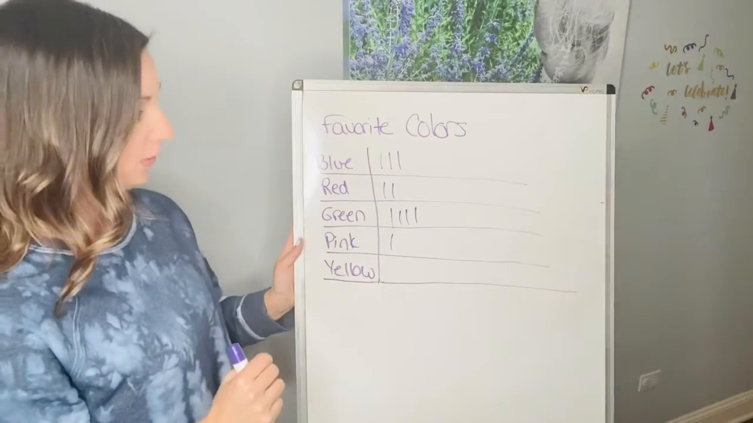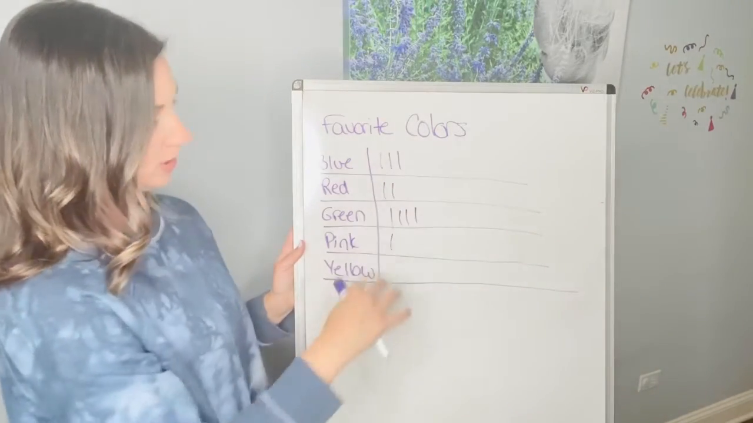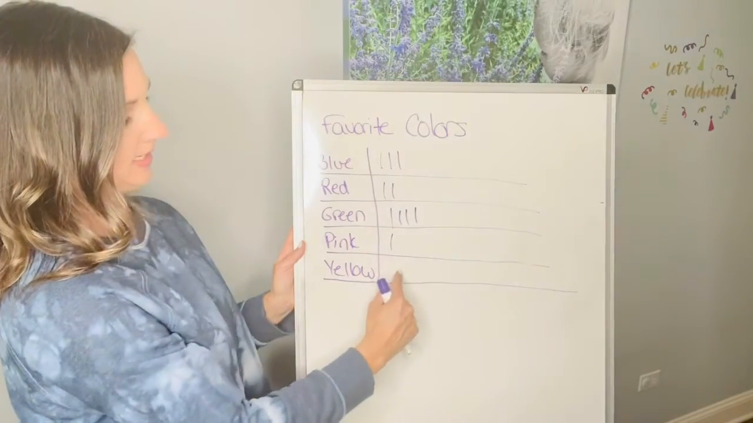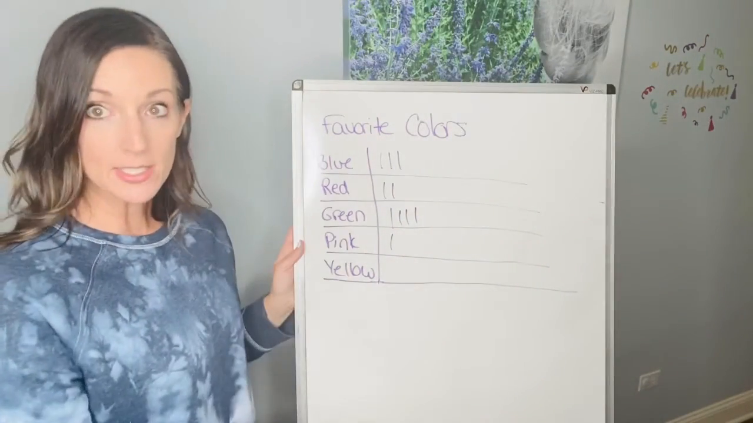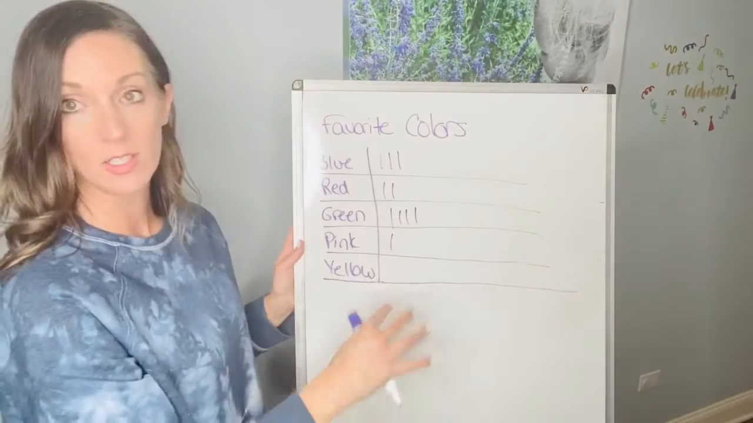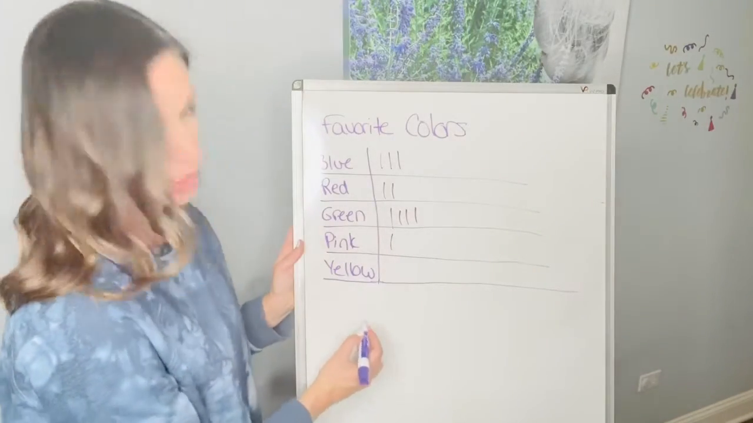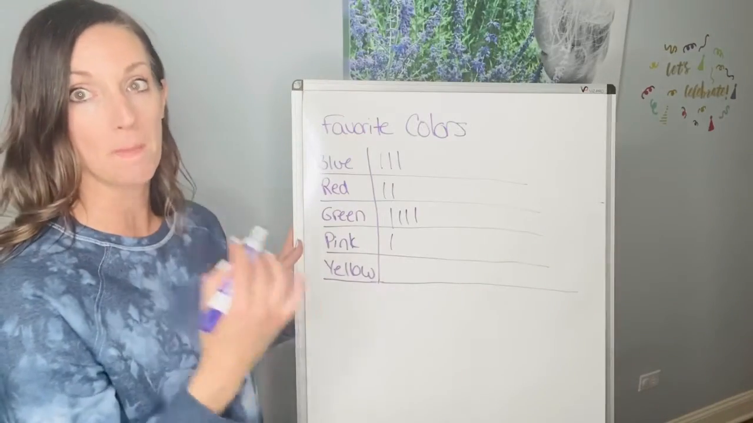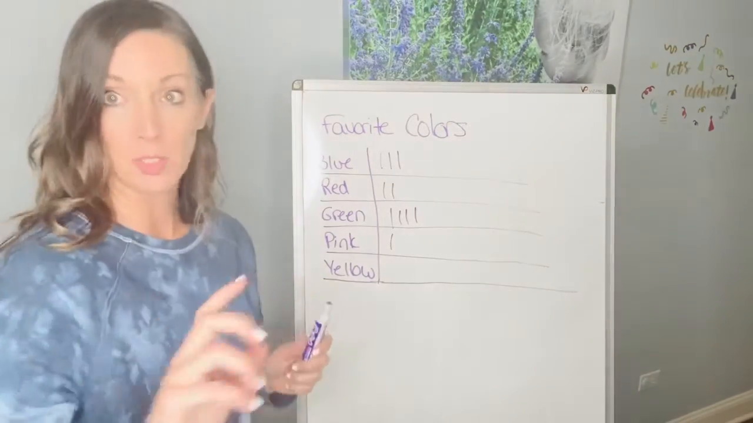Okay, so I have created a tally chart and there's 10 responses in here. So I have 3, 2, 4, 1, 0. So you're going to take this tally chart, or however you want to collect your data. Tally charts are the best way to collect it, and then you're going to transform this into a bar graph. So I'm going to show you that in a second.